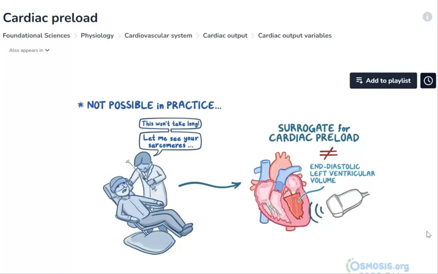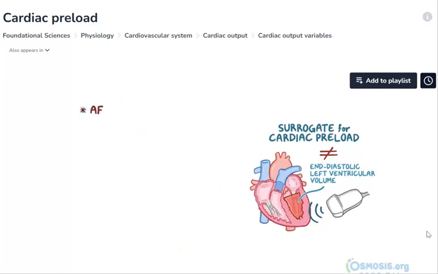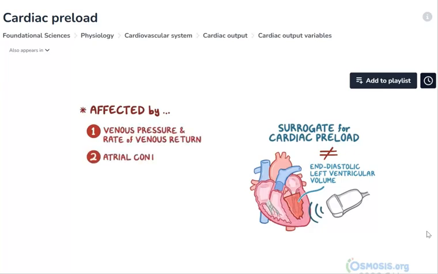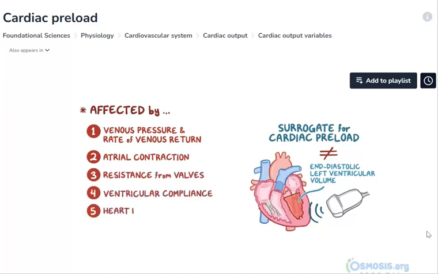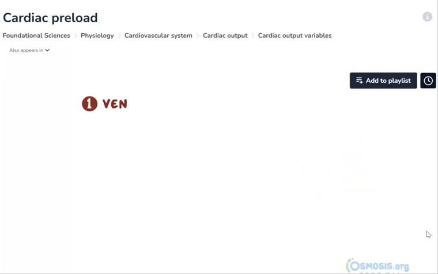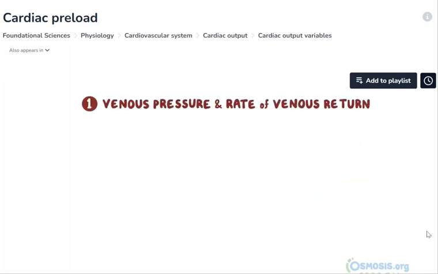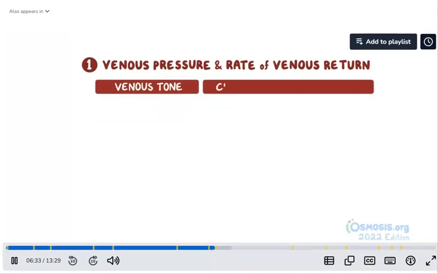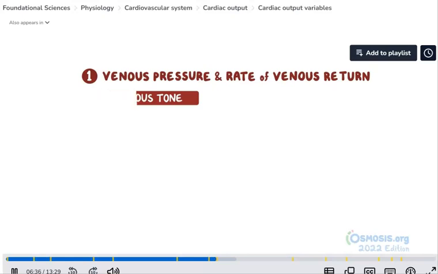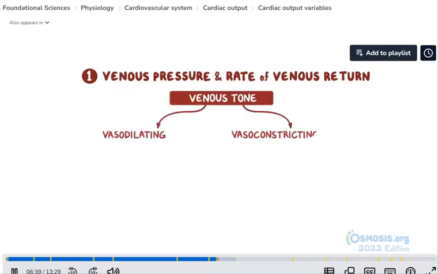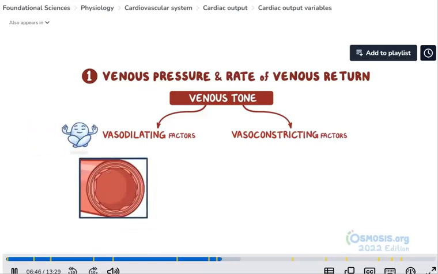Now, the left ventricular end diastolic volume, and therefore preload, is affected by 5 factors: venous pressure and rate of venous return, atrial contraction, resistance from valves, ventricular compliance, and heart rate. First, let's focus on venous pressure and the rate of venous return. Venous pressure and the rate of venous return are influenced by 2 other factors, venous tone and circulating blood volume. Now, venous tone is determined by vasodilating and vasoconstricting factors. Vasodilating factors relax smooth muscle cells within the vein walls, thereby decreasing the vascular tone of the vein.